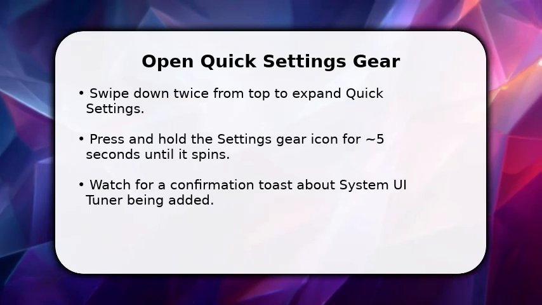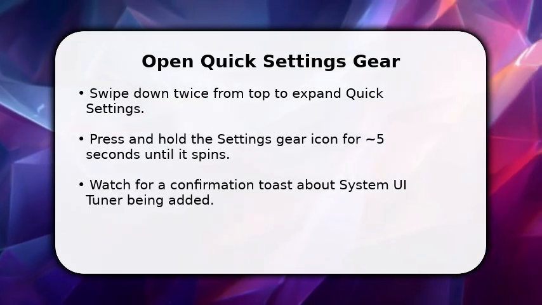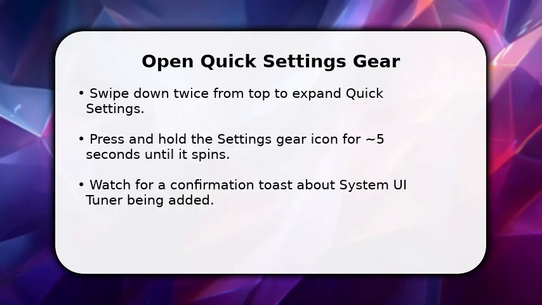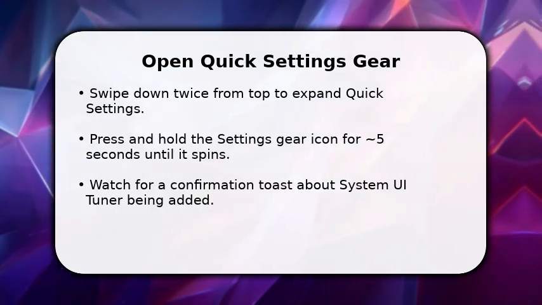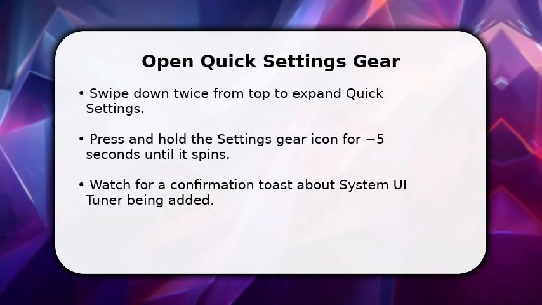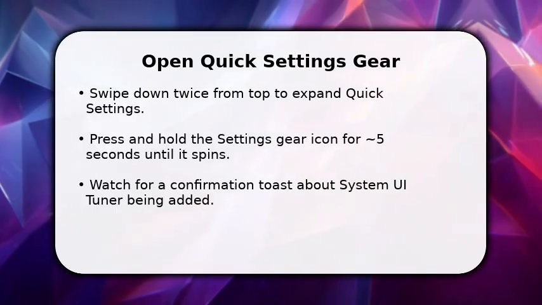Enjoy the video. You start by opening Quick Settings. Swipe down twice from the top edge so everything is visible. Press and hold the settings gear icon for around 5 seconds until it spins and releases. This triggers the hidden toggle.